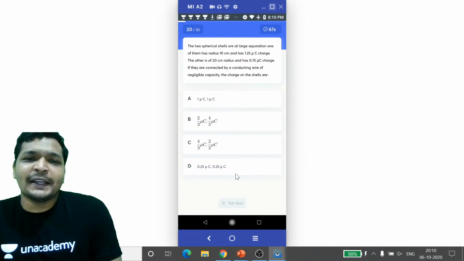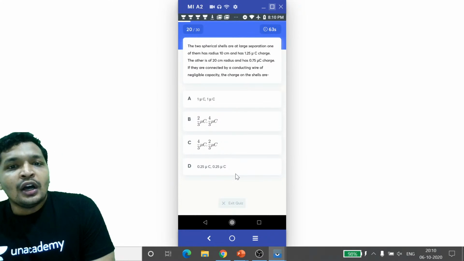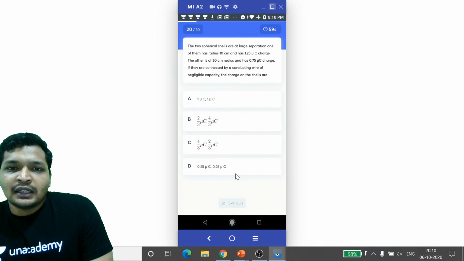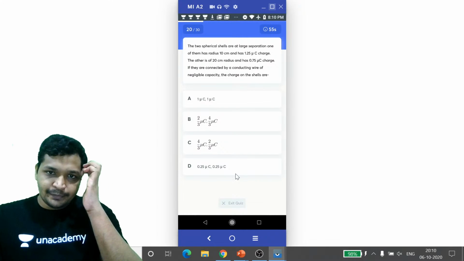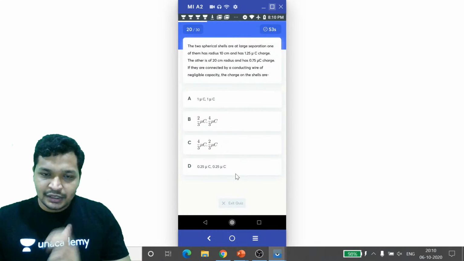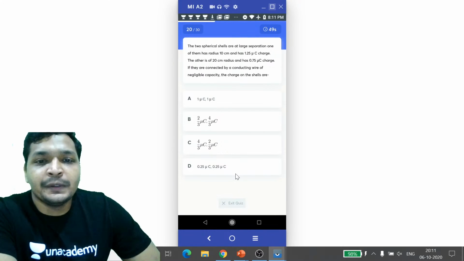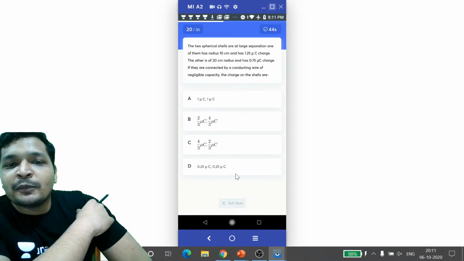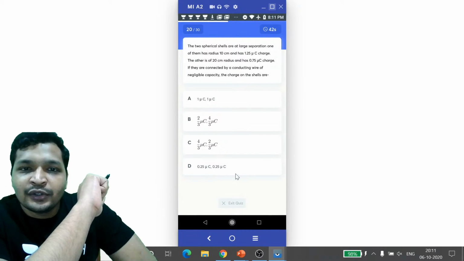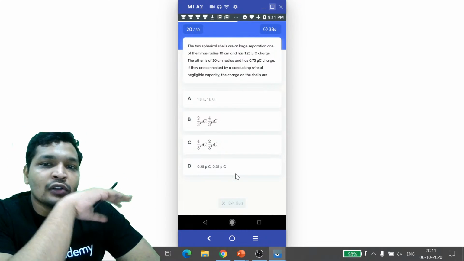The 2 spherical shells are at large separation. One of them has a radius of 10 centimeters and has a charge of 1.25 microcoulomb. I think this will involve some calculation, but there is some hint given in the options if you notice it carefully. Nowadays JEE Advanced is becoming more and more subjective, but JEE Mains is still super objective, MCQ, single correct. So get into the habit of also analyzing the options.